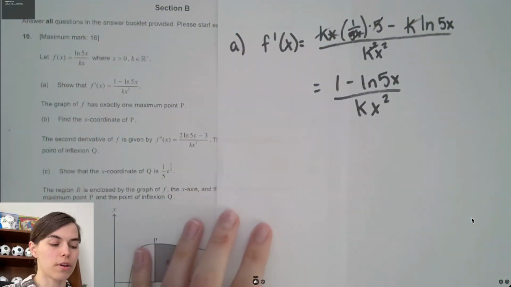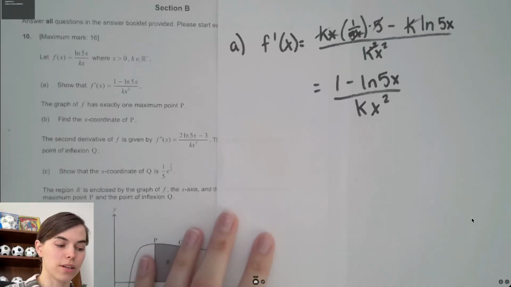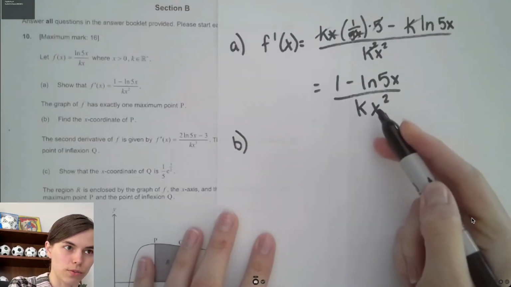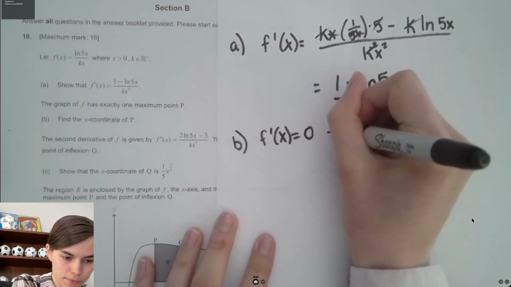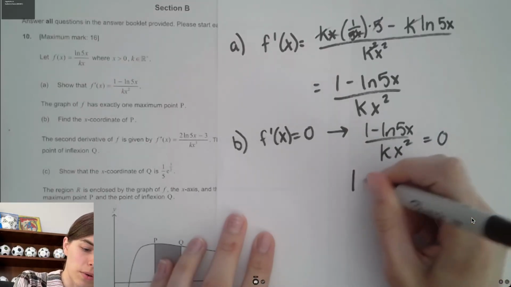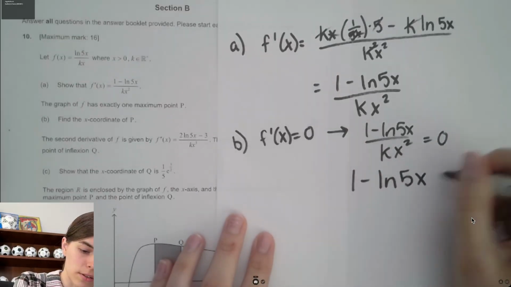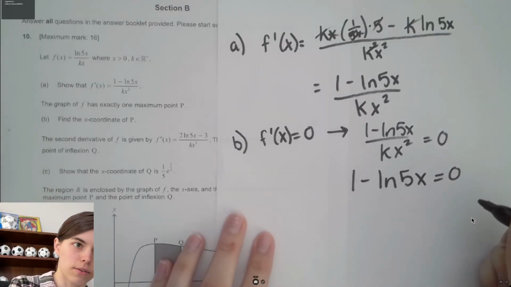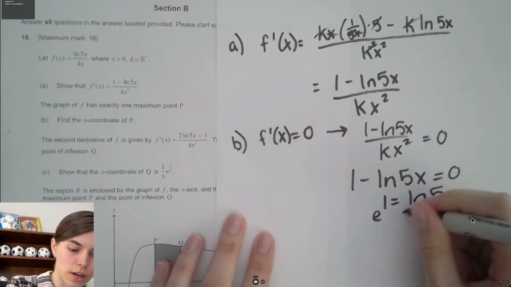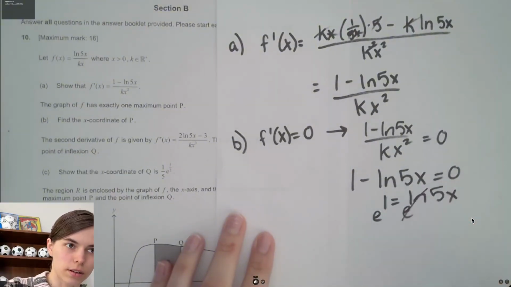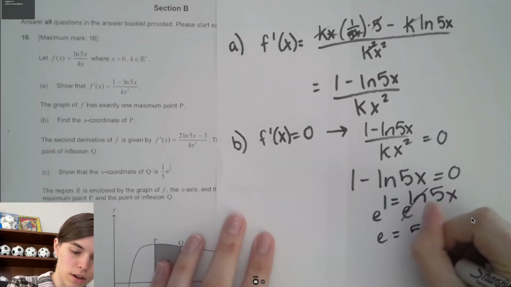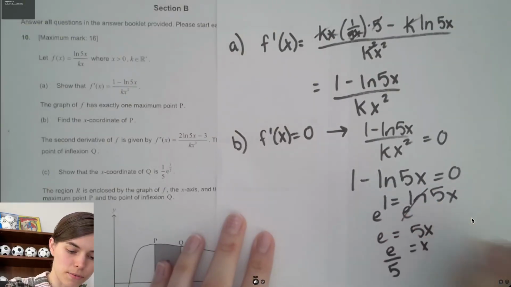Part B says the graph has exactly one maximum point, P, and find the x-coordinate of P. So in order to find that, we need to set our derivative we just found here equal to 0. So in order for this to equal 0, we know that the top would have to equal 0. 1 minus ln of 5x would equal 0. Add ln of 5x to both sides. And to cancel out the ln, we need to exponentiate both sides. That cancels that out. And then we're left with e equals 5x, so that x is e over 5.